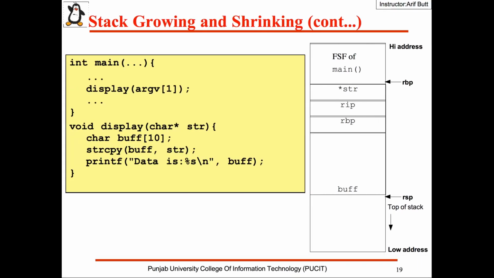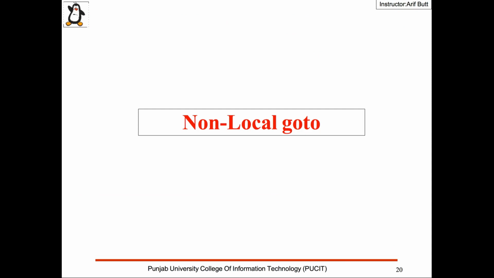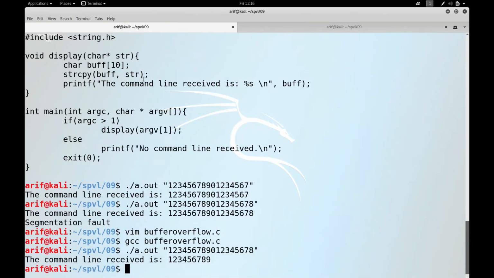Okay, let me move back. Non-local goto. Well, dear students, this is the last part of today's session. Although not recommended, you might have used C's goto statements to jump from one instruction to another. However, using the goto statement, it is not possible to jump out from the current function to another function. And this can be performed using a long jump. And this is what we are going to do now. So let's straight away move on to the terminal and see this practically.